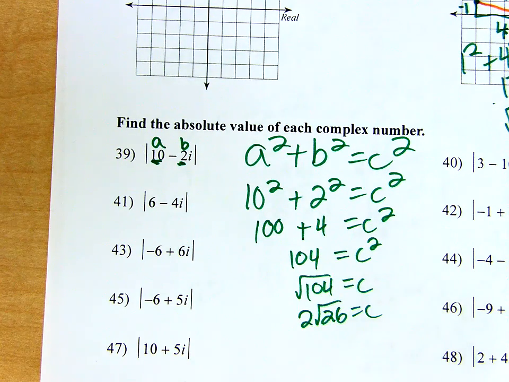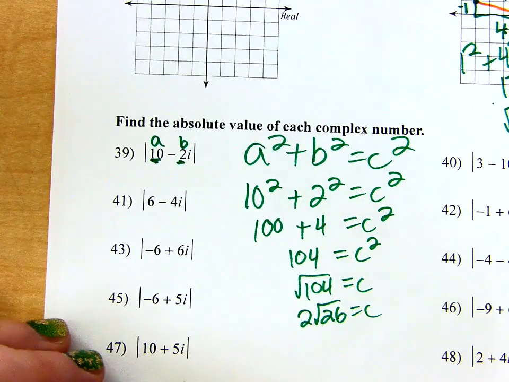Do I have to worry about positive and negative roots? No, because a distance is positive. You never say, I live negative 3 miles from school, do you? So that's it. These are super easy if you know how to do it.